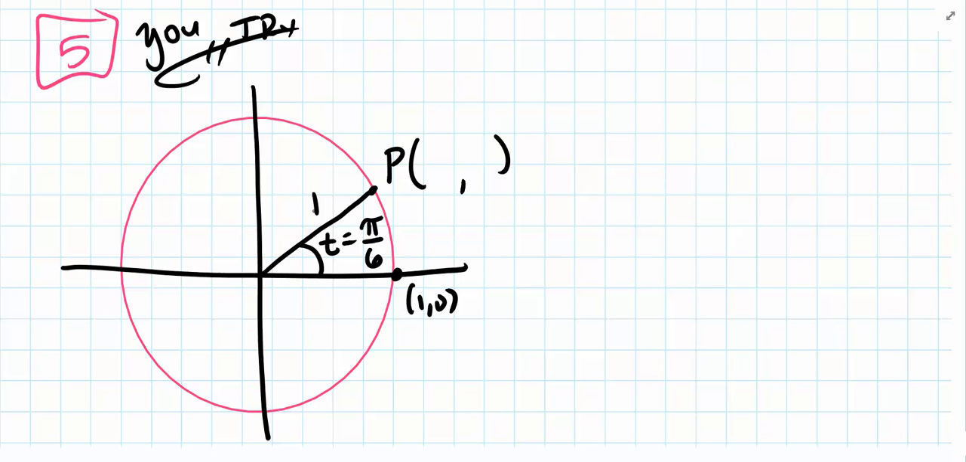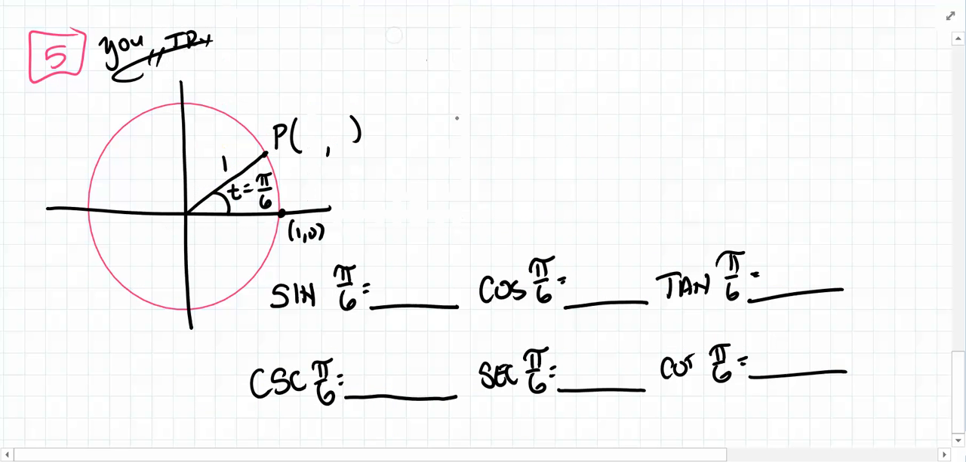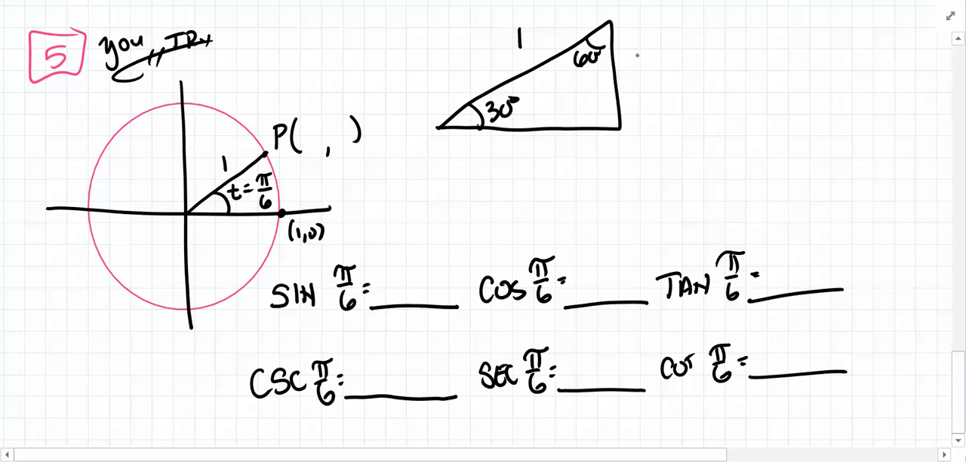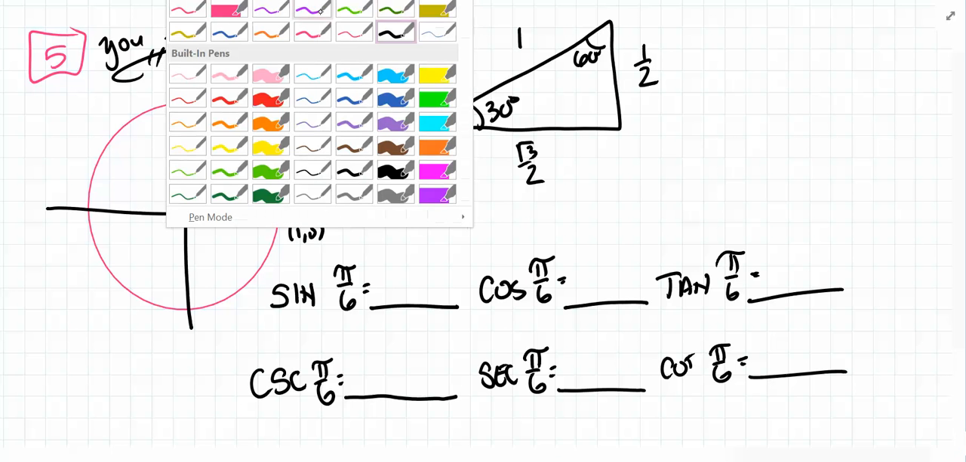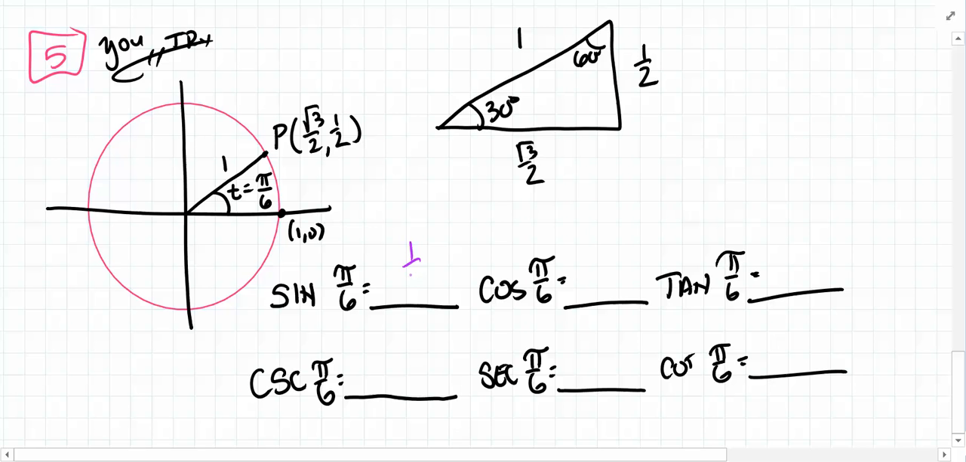So here's what I suggest that you guys do to get this right. I would draw a 30, 60, 90 in the same orientation because pi over 6 is 30 degrees. So that's 30, that's my 60 up here. I know my hypotenuse is 1, and the hypotenuse is always twice as much as the shorter side. So this has to be a half, and this has to be rad 3 over 2. So therefore, the point is located at rad 3 over 2, comma 1/2. Filling in everything else, you end up with 1/2, 2, rad 3 over 2, 2 rad 3 over 3, rad 3 over 3, and then finally a rad 3.